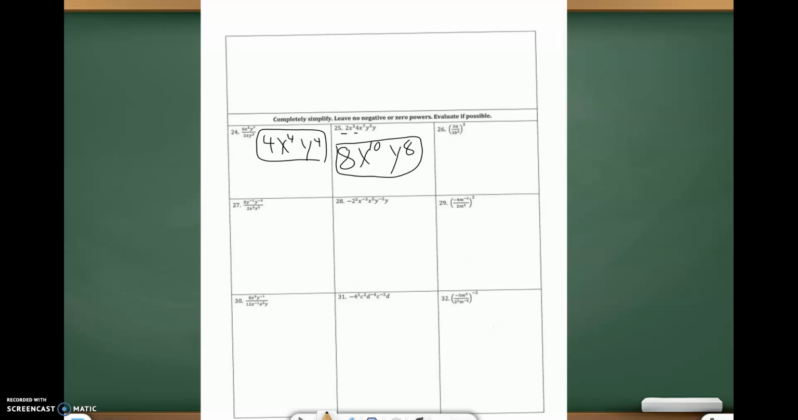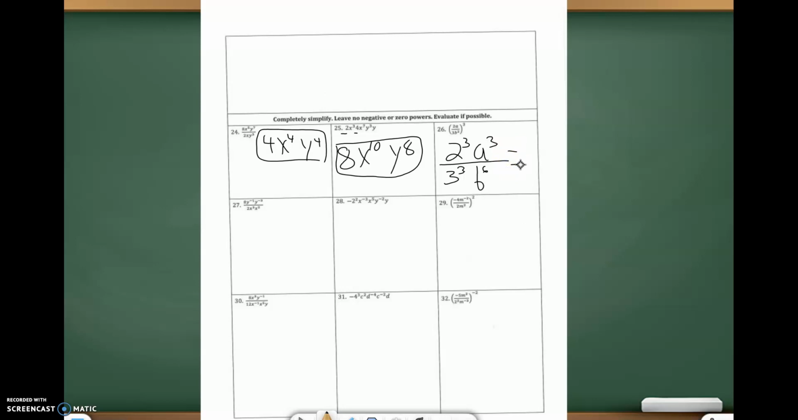All right. Next one, we're going to take the 3 and distribute it. So that's going to be 2 cubed, 8 cubed, 3 cubed. Remember, power of a power is we multiply, so 3 times 2 would be 6. All right, let's clean that up.